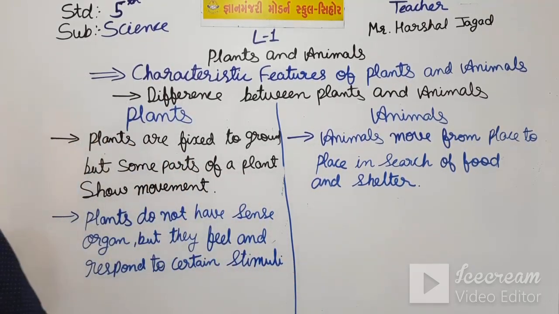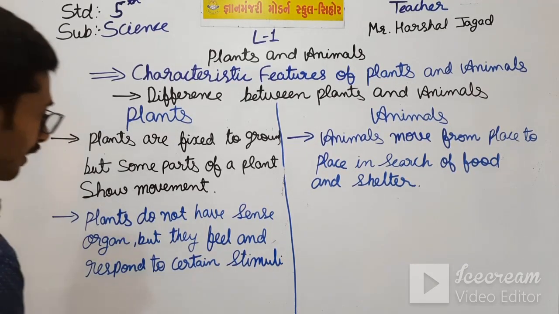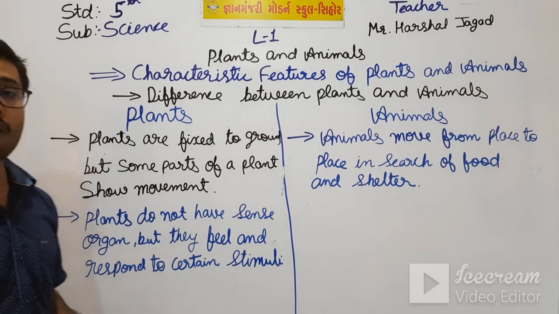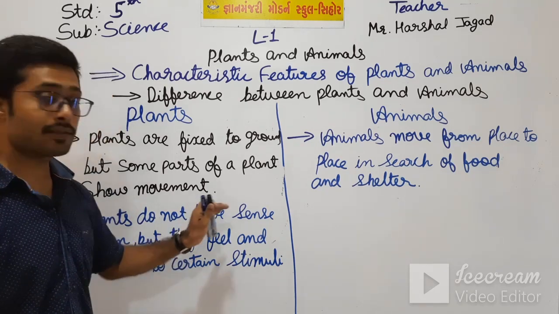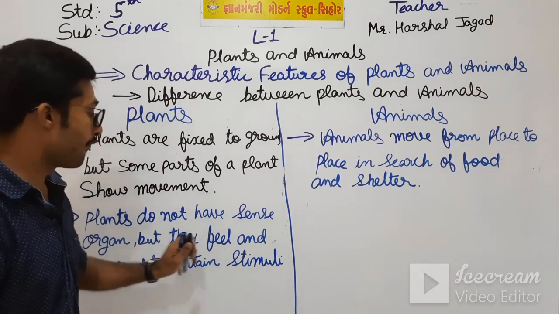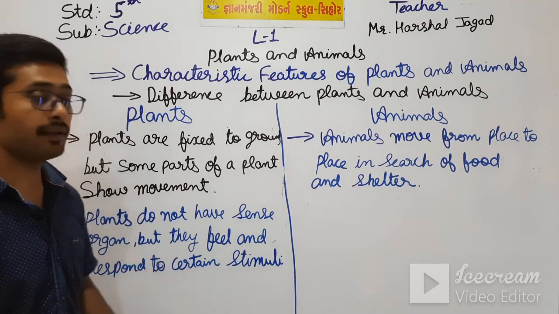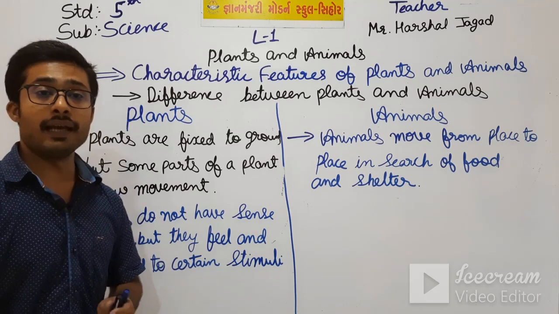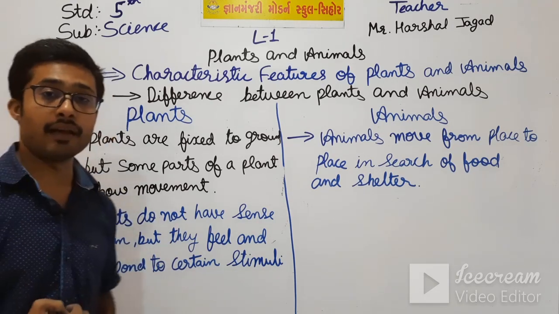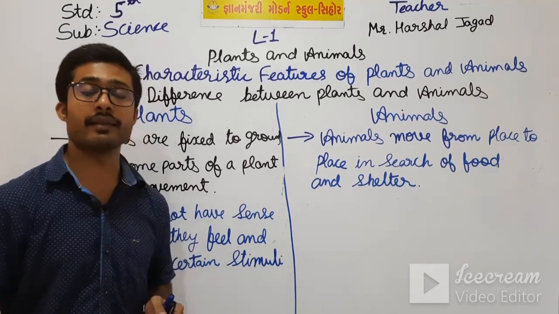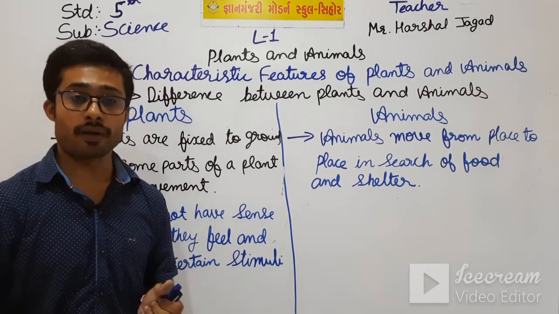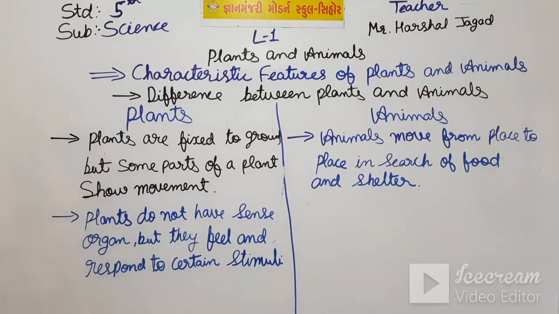So, in this point, plants do not have sense organs, means they don't have any sense organ, but they feel and respond to certain stimuli. The plant also feels and responds to its stimuli. Okay, students, now in the animals.